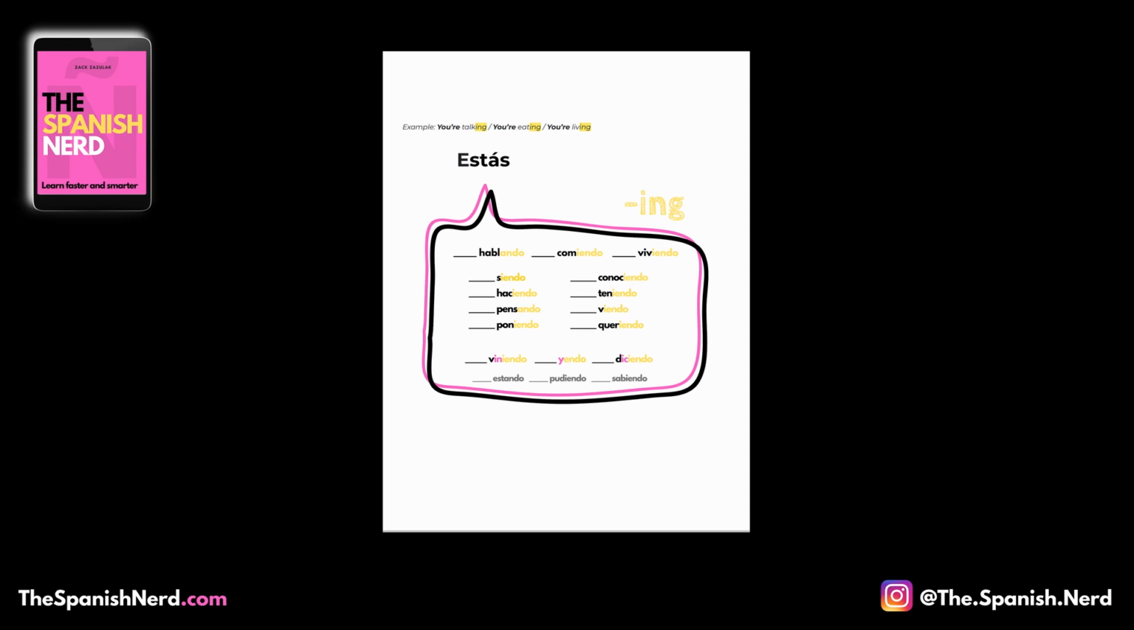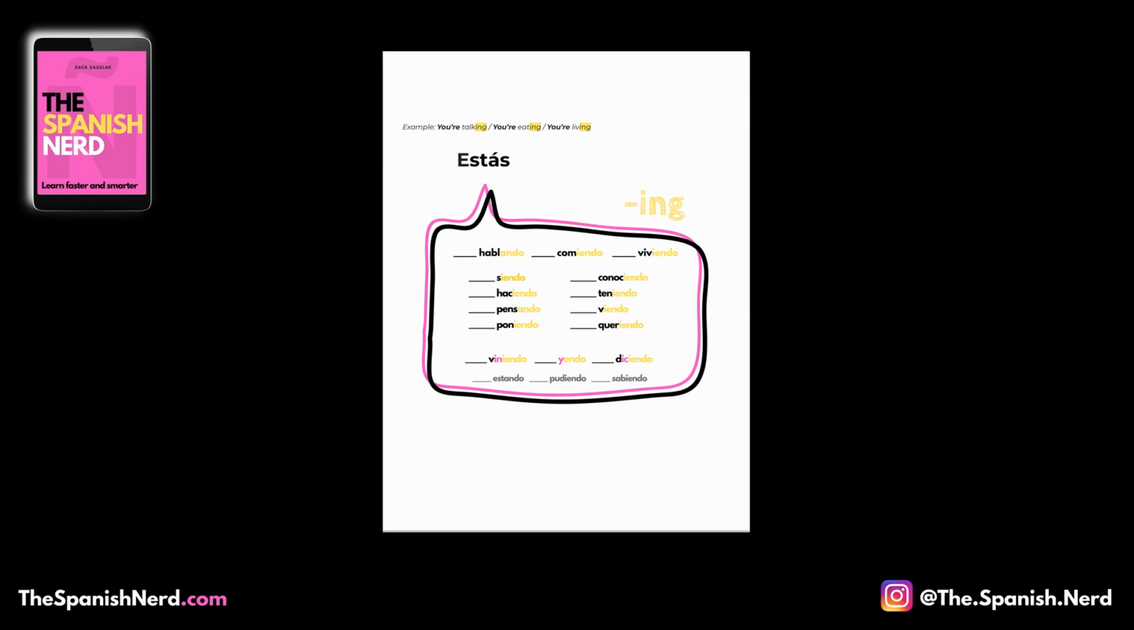You recognize this. This is our ing. This is going to be a pretty big part of the first half of this book, more or less half of this book. Let's look at the example. You're talking, you're eating, you're living. Again, those examples are not to memorize. It's only to orientate you so you know what you're getting into with this lesson.